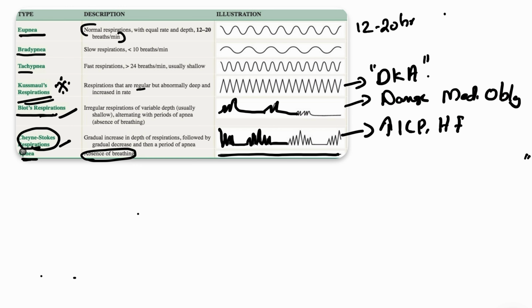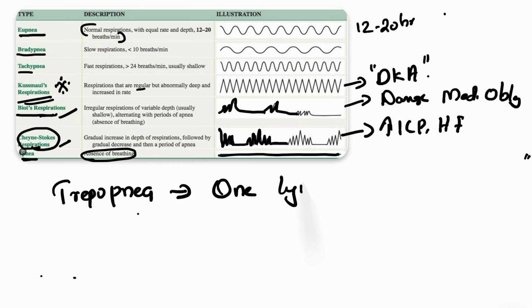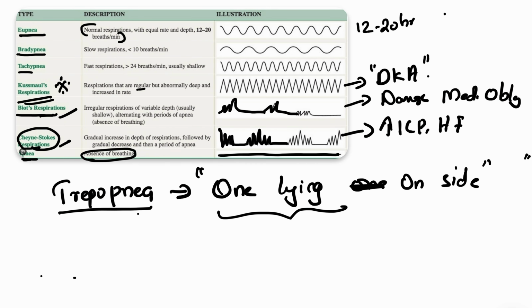And there is another type of breathing difficulty called trepopnea. Trepopnea means dyspnea sensed while lying on one side. If the patient has difficulty in breathing on lying on one side, that is called trepopnea. But this difficulty will be relieved if the patient changes position or moves to the other side. So that is the three types of breathing difficulty that can be seen.